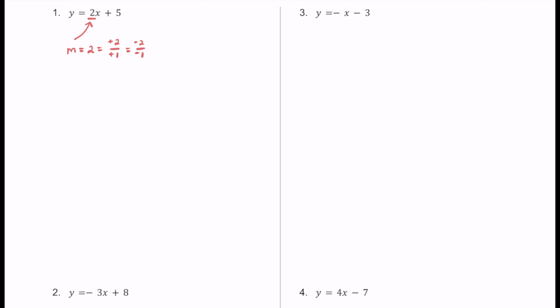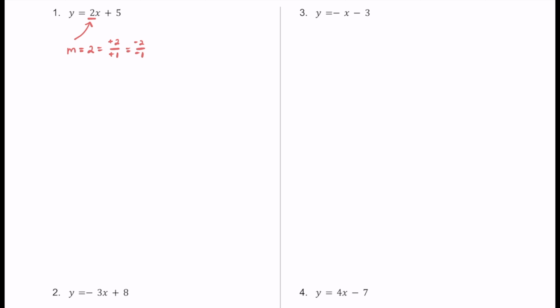And then finally, when x is 2, let's see what happens. So we have y is equal to negative 3 times 2, and then add 8. And then negative 3 times 2 is going to be negative 6. Negative 6 plus 8 is equal to positive 2. So let's put a positive 2 for that last one.